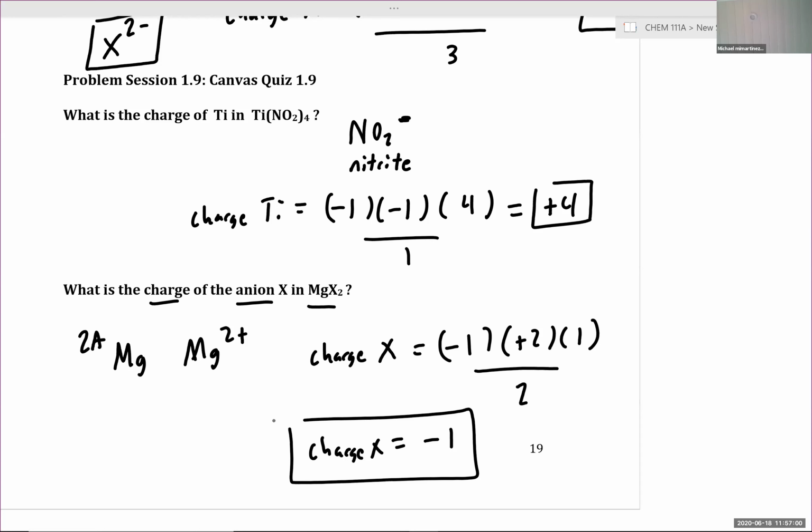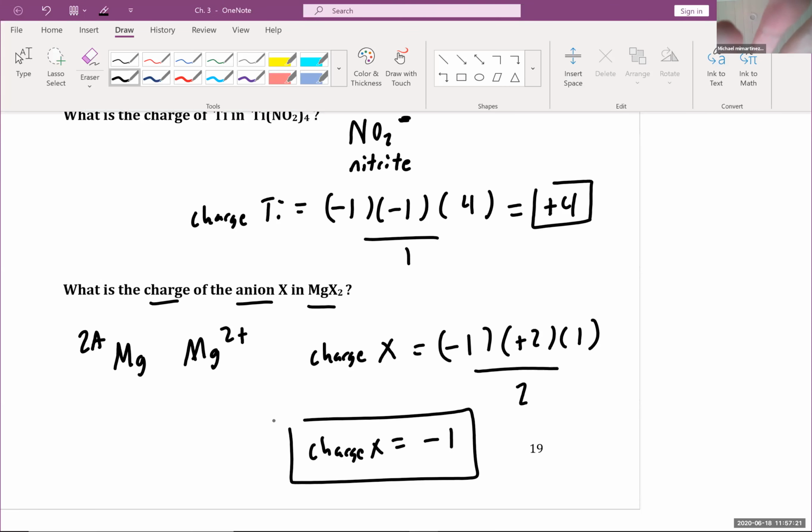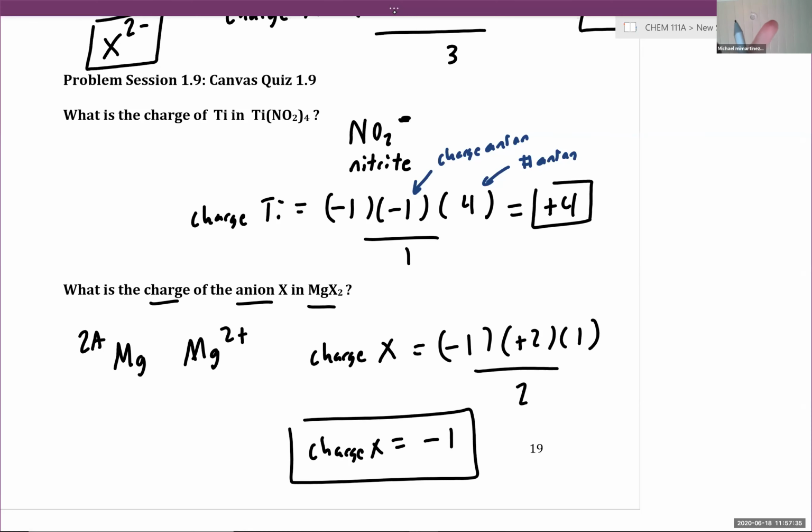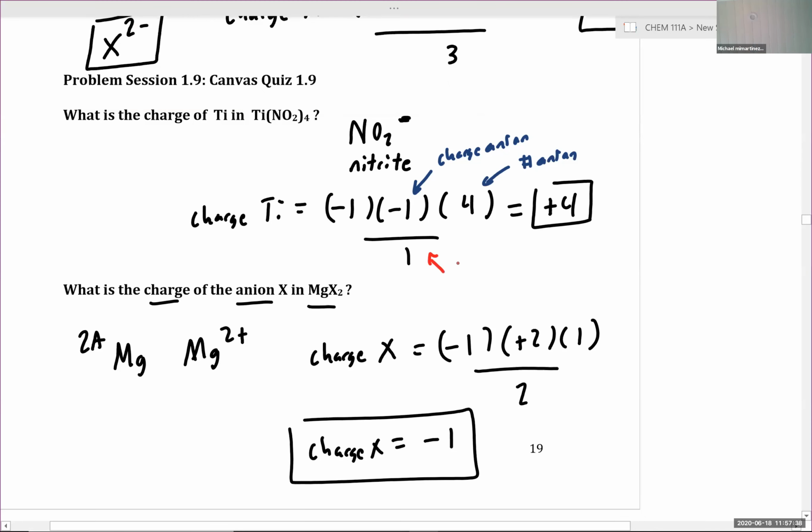Does this example make sense to everyone? Does anyone have any questions on this example before we close out today's lecture session? I'm just getting confused as to which one's a cation, which one's the charge of the anion, and then the number of anions. Okay. So in the first equation, this number here is the charge of our anion. This number here is the number of our anion, and then we're dividing by the number of the cation.